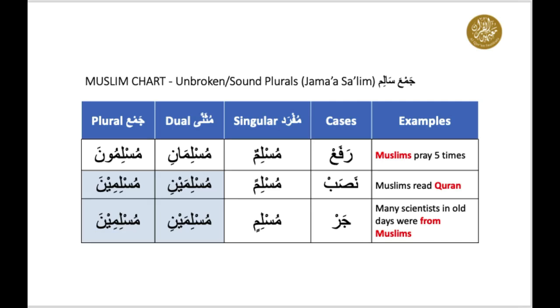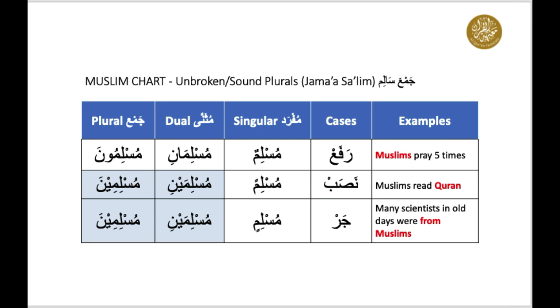The following chart is called the Muslim Chart. It is essential to understand the I'rab case, indicating what role the noun is playing in the sentence. The roles could be one of these, for example, fa'il or subject, maf'ul or object, or harful jar or mudaf ilayhi relationship.